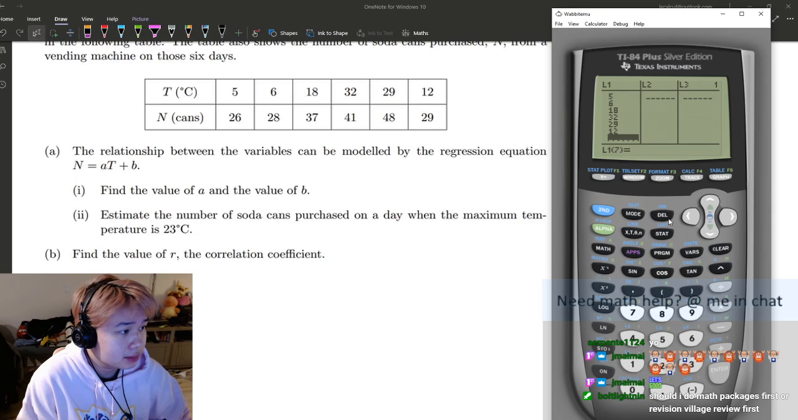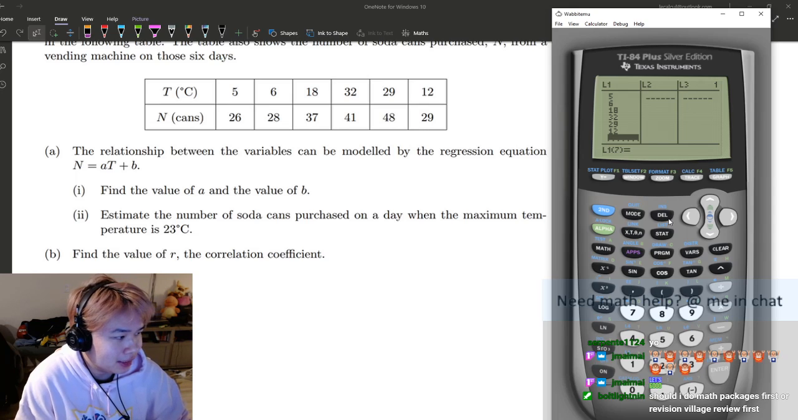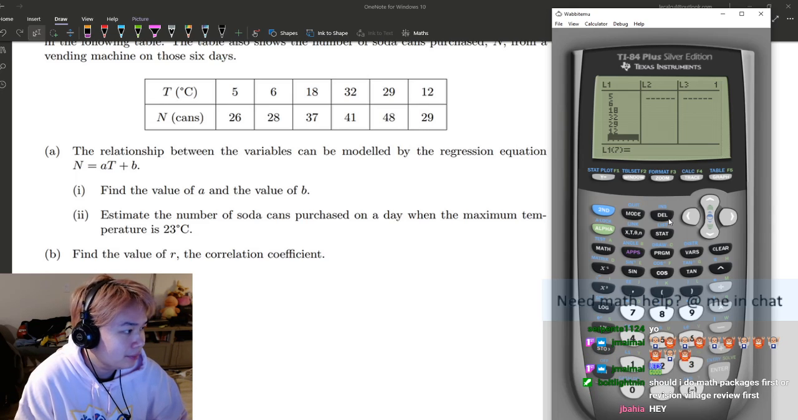Depends on the amount of time you have, right? Because the packages are more in depth because there's more questions for each topic, and then the RevisionVillage review that I gave you guys, you know, there's still quite a bit, but there's less questions for each subject. So it's sort of more efficient, but you don't go into depth.